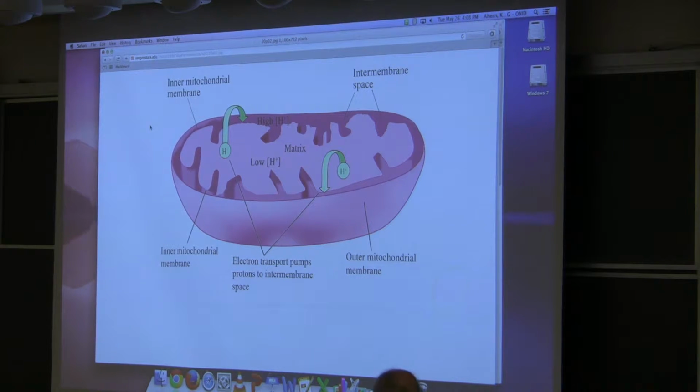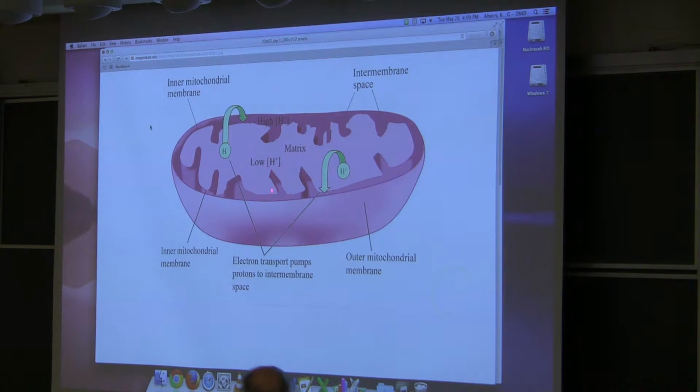There's also an outer mitochondrial membrane, and it doesn't do an awful lot. The inner mitochondrial membrane is much more important because if you poke a hole in the inner mitochondrial membrane, the mitochondrion will burn itself up. So keeping that inner mitochondrial membrane intact is very important for that mitochondrion to function and ultimately for the cell to function.